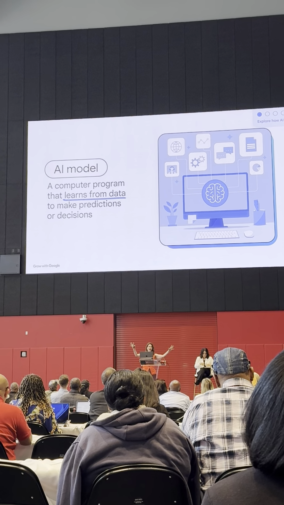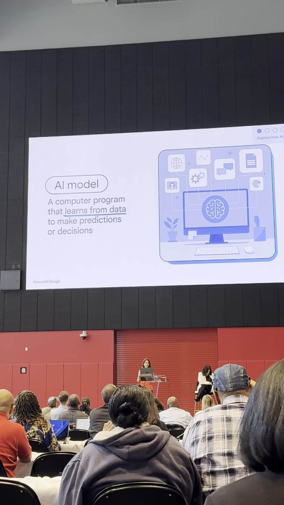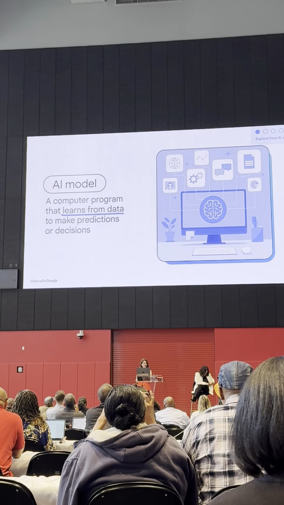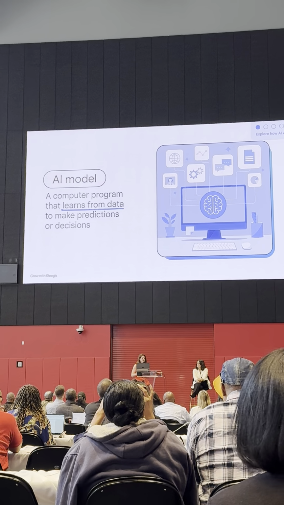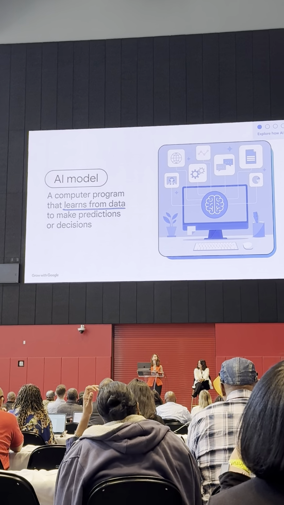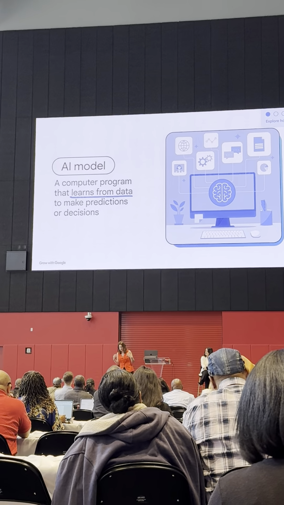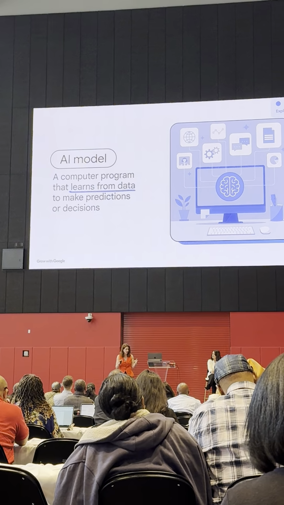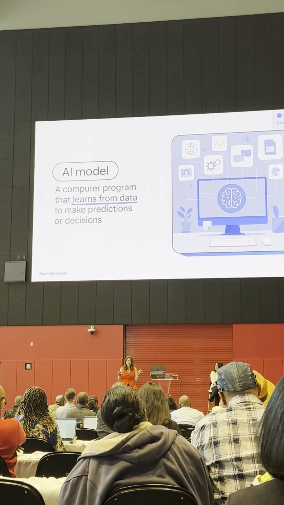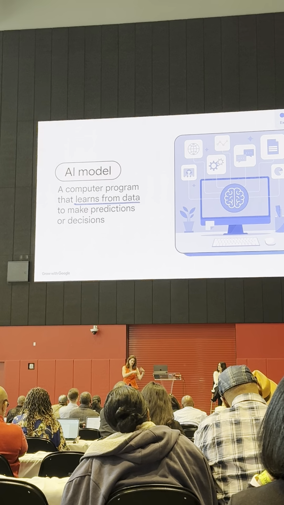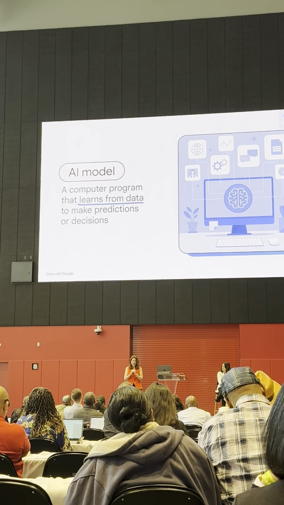So the AI model that we're talking about is basically a computer program that's going to learn from data to make predictions or decisions. I want you to think about this as kind of like your email spam filter. You know how over time your email spam filter gets better and better, or it learns what email is junk? Well, that's kind of the same way that AI is working, and specifically, for me, through Google Gemini, that's who I'm representing today.